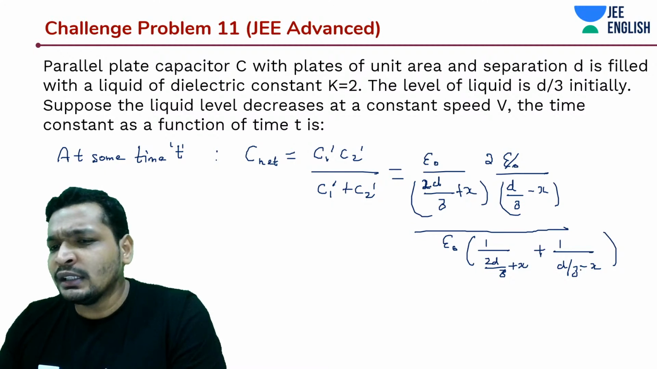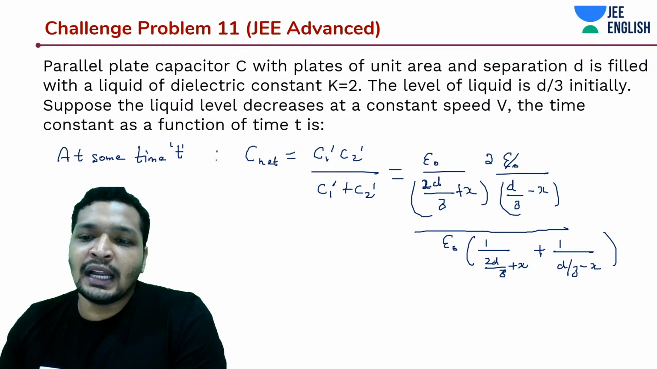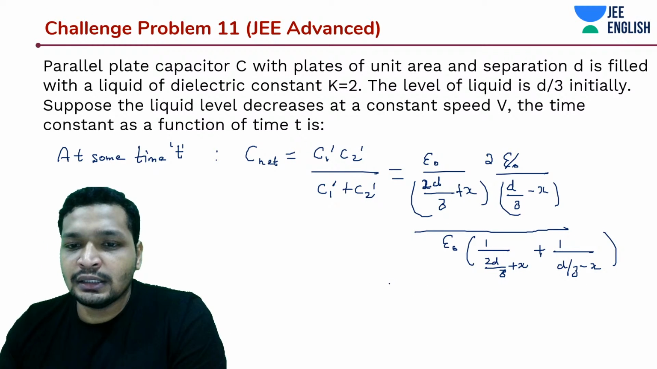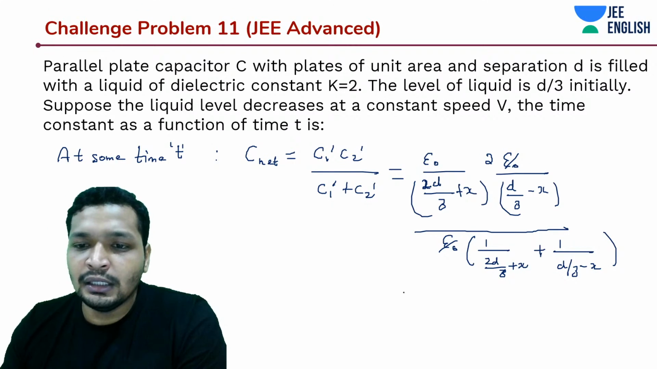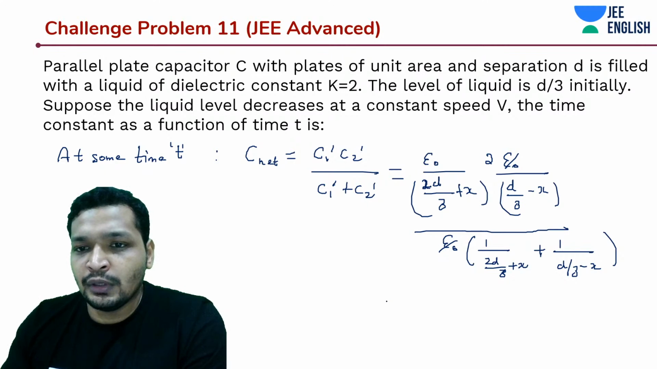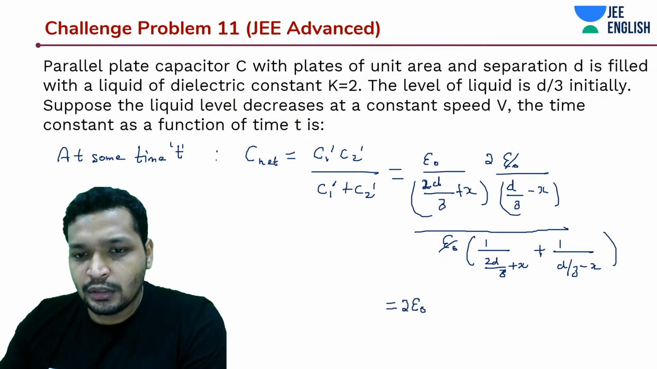Initially the answer would have been very easy. In these kinds of problems you would get a common denominator, and they would get cancelled out. You can just add them, and you will notice something like this. Epsilon naught would cancel out, and this is going to be d by 3 minus x plus 2d by 3, and that is going to be epsilon naught per unit area, 2 epsilon naught, d by 3 minus x, d by 3 plus x.